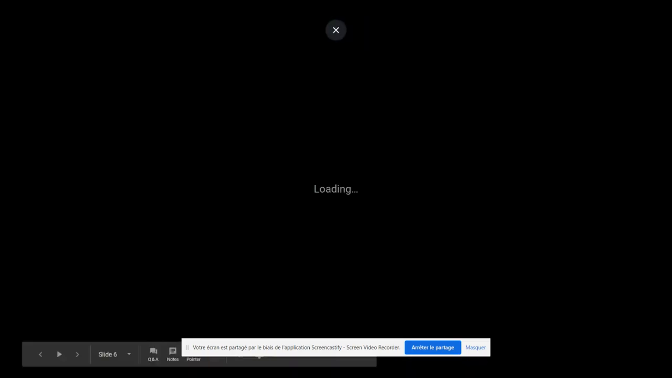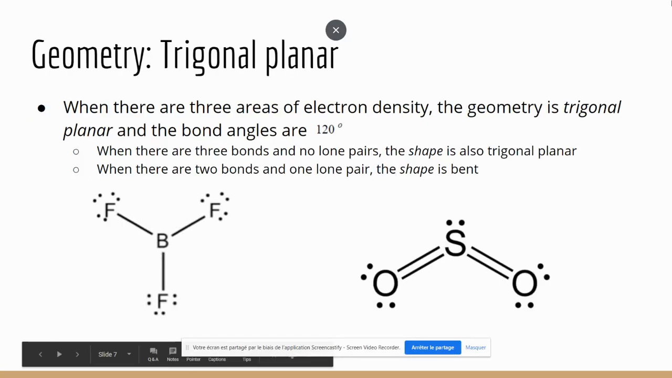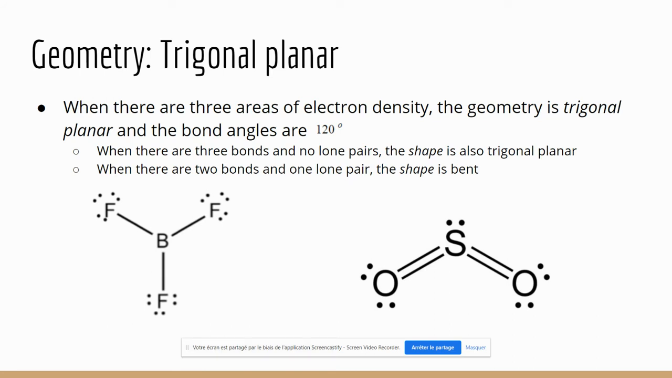Pause here. When you have three areas of density, whether that is 3 bonds, 0 lone pairs, or 2 bonds, 1 lone pair, the geometry is trigonal planar. So it's all in the same plane and it looks sort of like a triangle, hence the term trigonal planar. And the bond angles are 120 degrees, which makes sense. They want to get as far away from each other as possible.